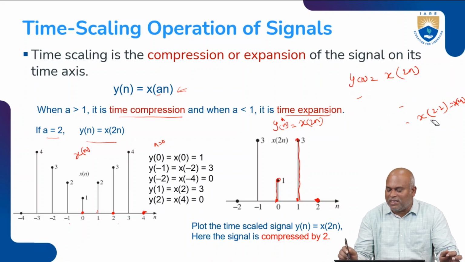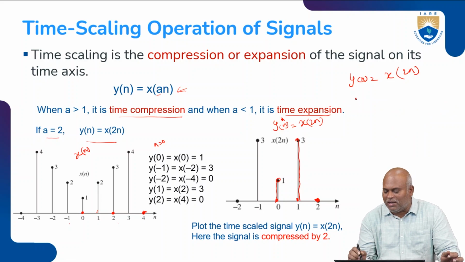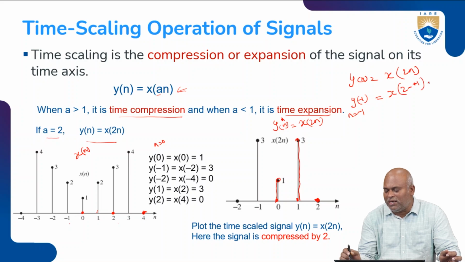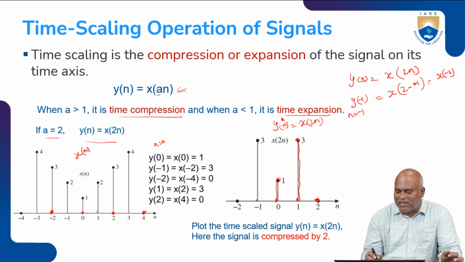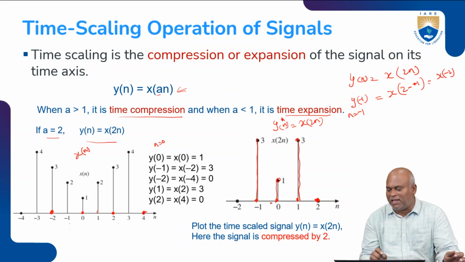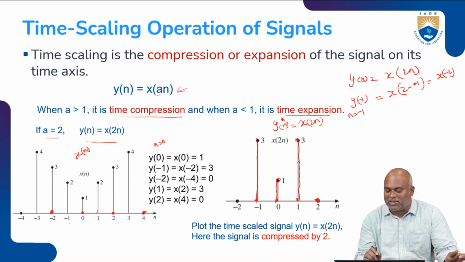So, here the input signal is given for the negative values also. Now y of minus 1, n equal to minus 1, is equal to x of 2 into minus 1, which is x of minus 2. See what the x of minus 2 value is, it is represented as 1. X of minus 1 in the negative direction, on the left side in the output signal.